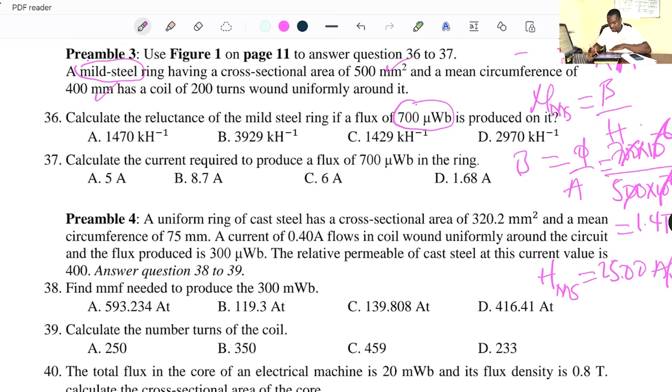Now with this, I can get the absolute permeability by just dividing the magnetic flux density over the magnetic field strength. So the absolute permeability of cast steel here will be equal to 1.4 over 2,500. Okay. Now give me the answer for this.